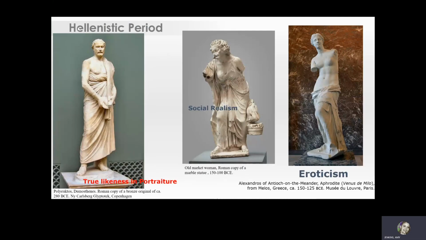Examples of the Hellenistic period where we have a true likeness in portraiture with Polyeuktos, Demosthenes, and then we have social realism, an old market woman, and then we have eroticism. We have Aphrodite, Venus de Milo, Greece, circa 150 to 125 BCE.